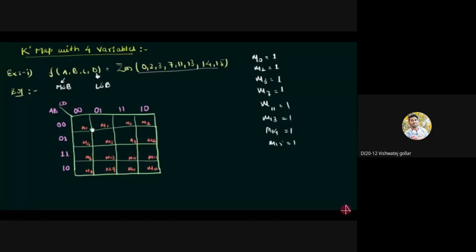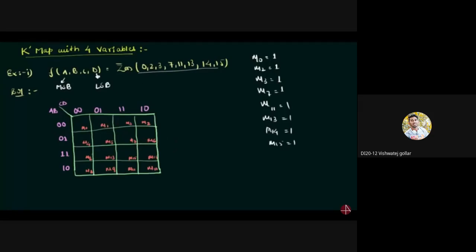Okay, I have just written the minterms that represent the cells depending upon these values of A, B, C, D. Each cell has its corresponding values of A, B, C, D. Like this cell is 0, 0, 0, 1, M1, that represents the 1. Similarly, all the other cells.